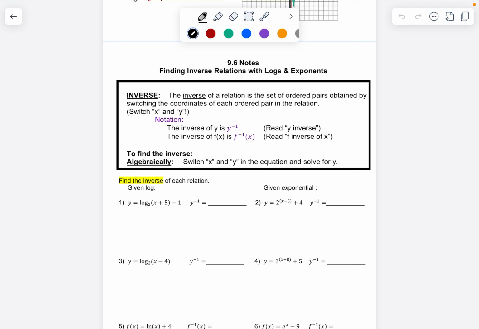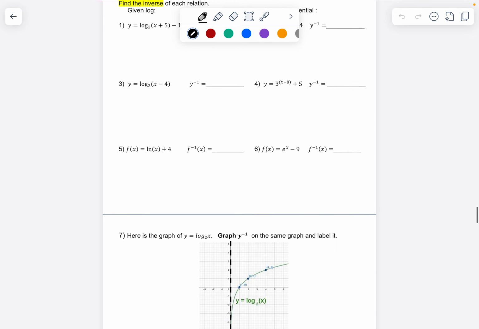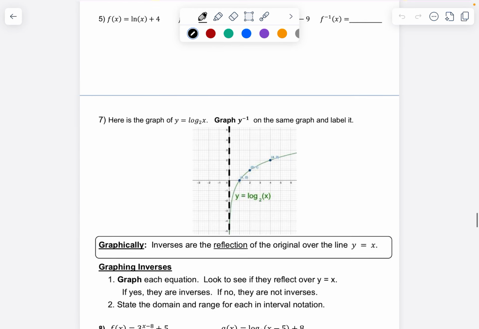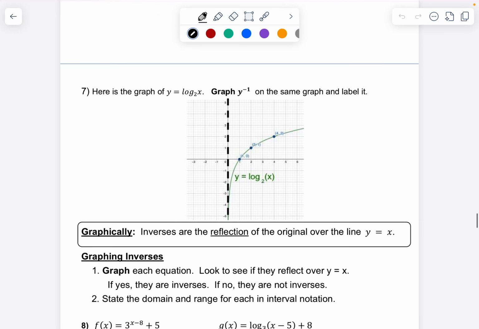All right, in this lesson, we're going to talk about inverses of logs and exponential functions. And so I want to start actually doing it graphically because we just talked about how to graph log functions. And so looking at the second page, number 7, they have graphed log base 2 of x for us. And so we can see that he's got a vertical asymptote at x equals 0.